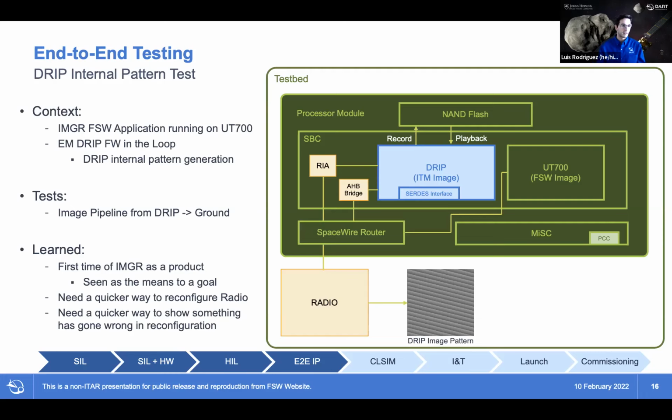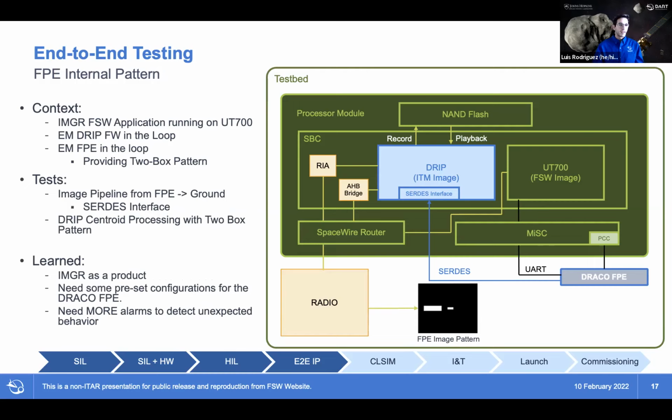If we go to the next slide, the next step was then we've tested one half of the image pipeline. Let's test the whole image pipeline. So now let's use the internal pattern generator in the DRACO focal plane electronics, flow that to the DRACO image processor, and then follow the same path as in our previous test. And what's really cool about this test is not only that you're testing new things like SERDES, our actual UART connection through the mission specific card on the lower right corner, but also you're using this two-box pattern now, which means that its intensity, its bounding boxes.